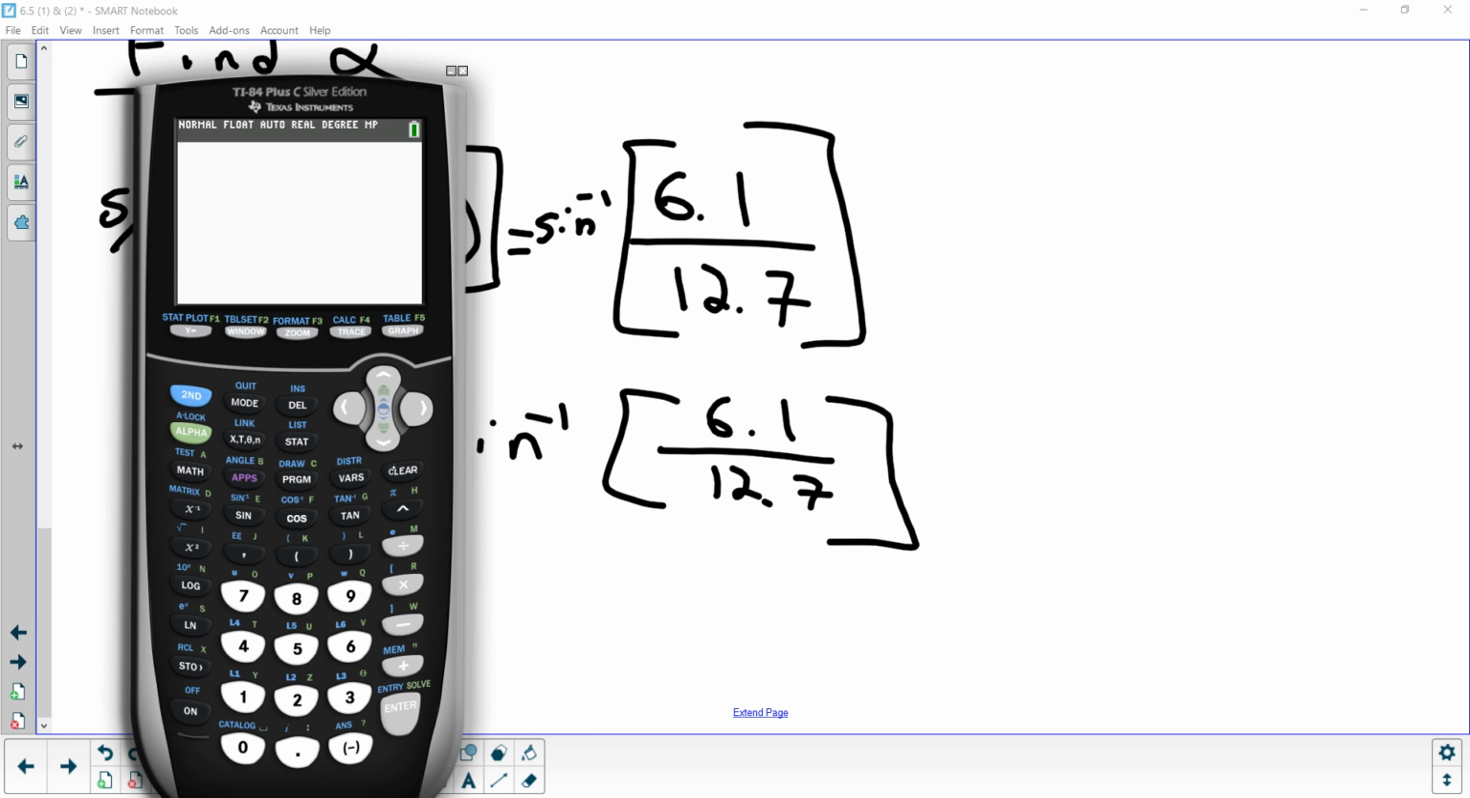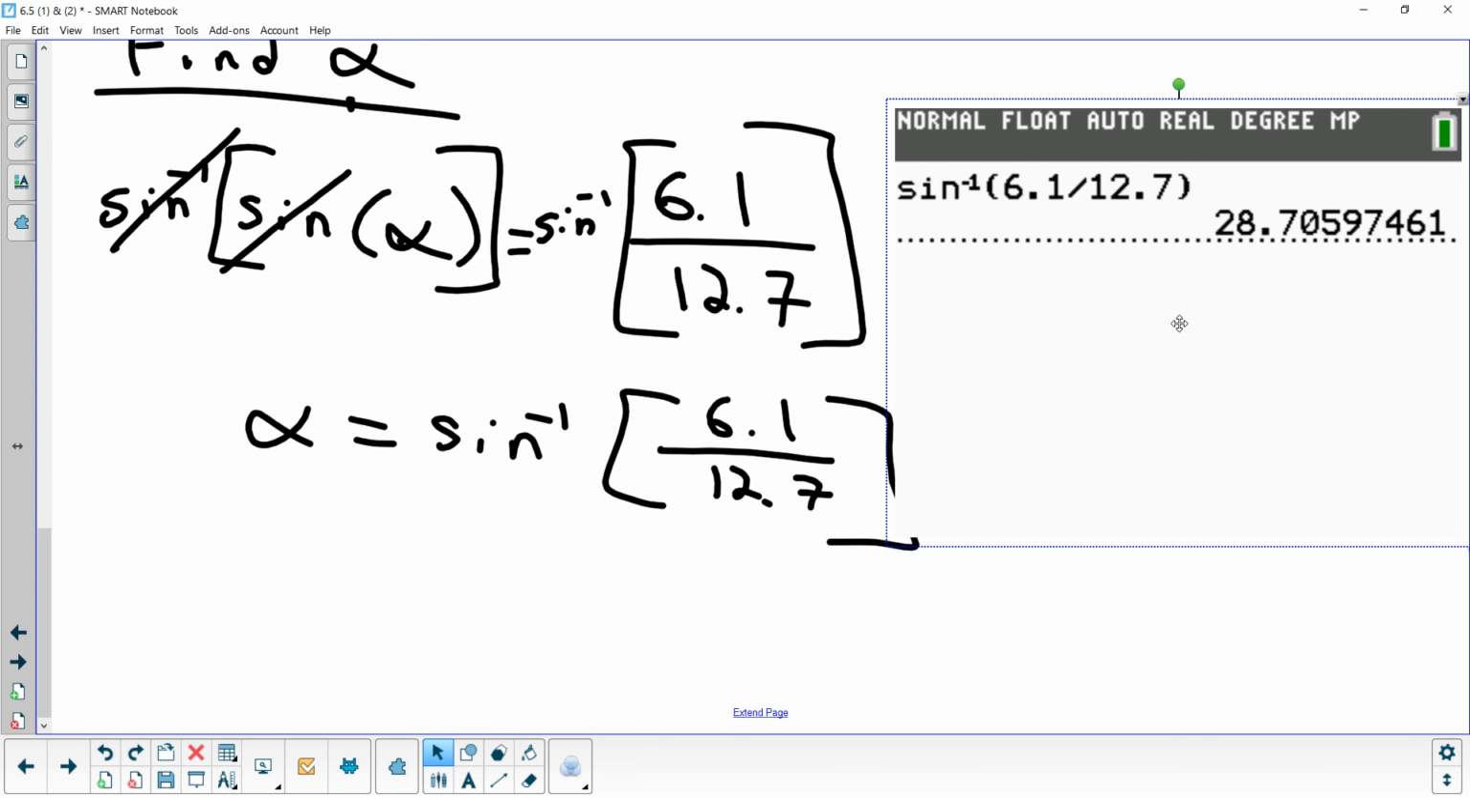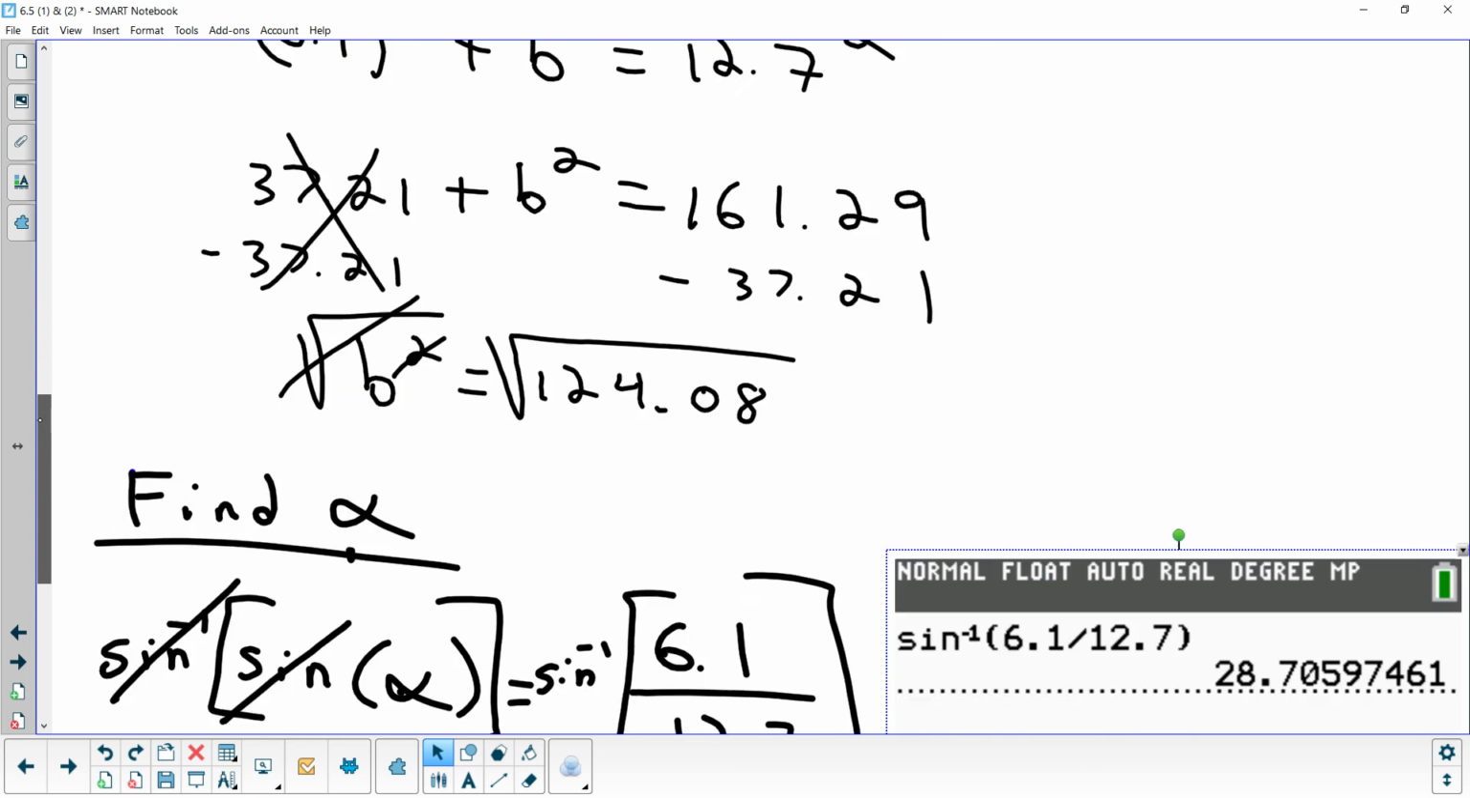Now, I don't think I showed you how to do it on the calculator yet, but to do an inverse trig function, you press second. Second, and then the trig function you want, and you'll get a -1. So second sine 6.1 divided by 12.7. So that gives me an angle of 28.706. And that's alpha.